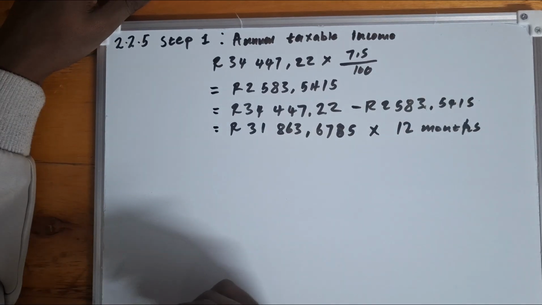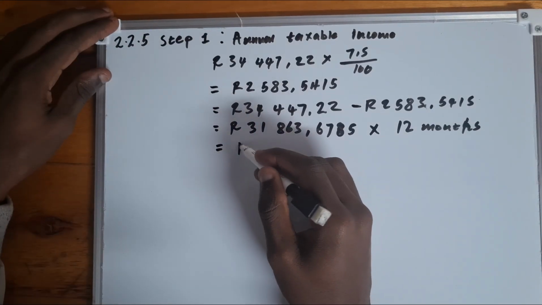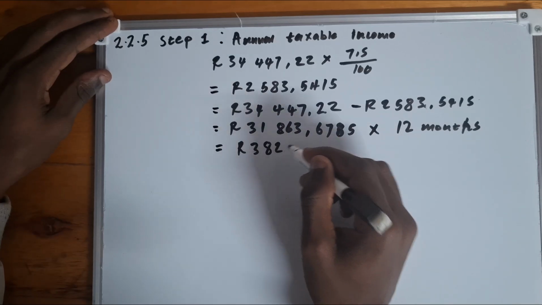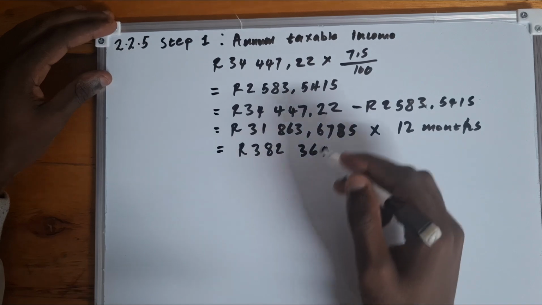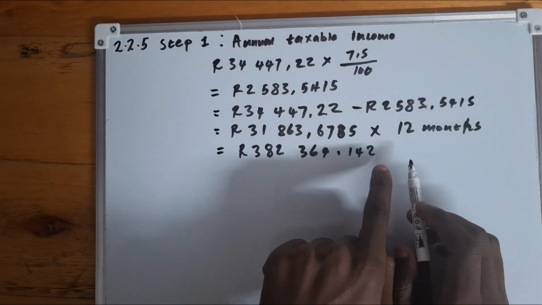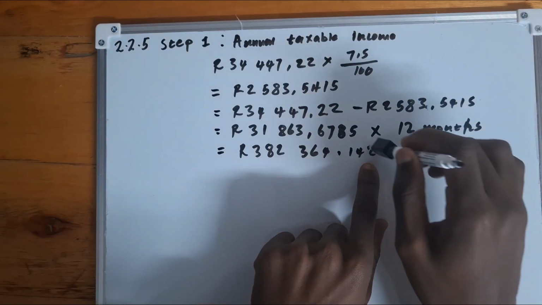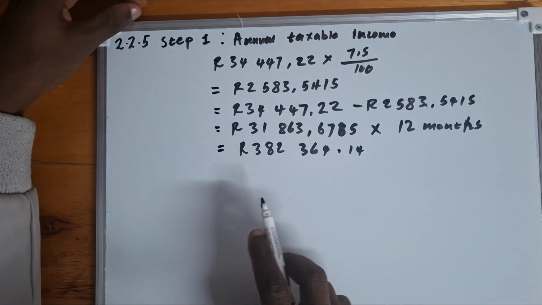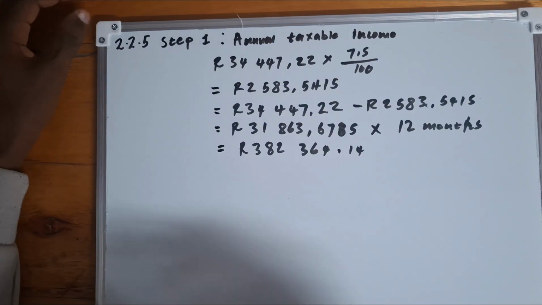12 months. Which will give us an amount of, if we multiply this, it's going to give us 382,364.142. So in this case, we can just round it to 2 decimal places, and since 2 cannot change 4, we just leave it like this. So our annual taxable income is 382,364 and 14 cents.